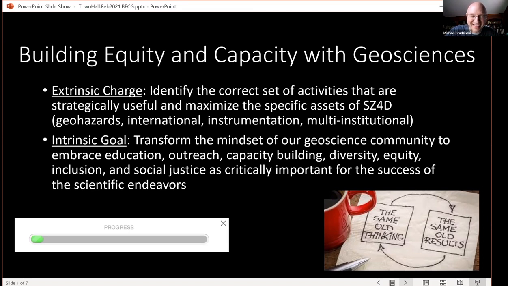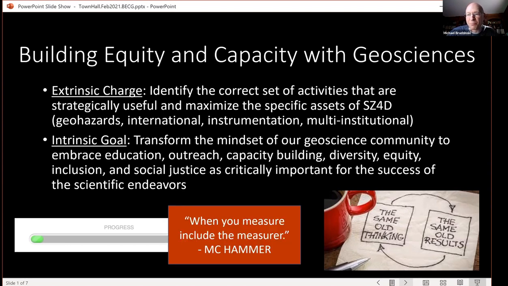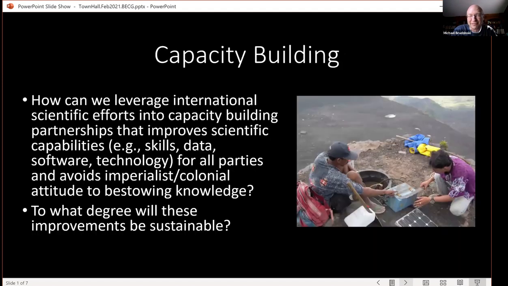And the mindset that came out pretty clearly is that we wanted to think about this differently to get different results, to try and be different than some of our bigger programs in our community. But again, that point about influencing the scientific endeavor, of course, can be summarized by a well-known science philosopher, MC Hammer, who recently quoted on Twitter, said, when you measure, include the measurer. A present from MC Hammer about what we're trying to accomplish when we consider this aspect of SZ4D.